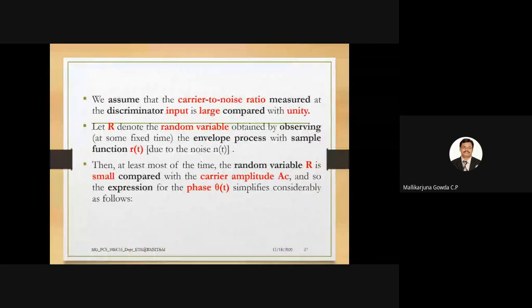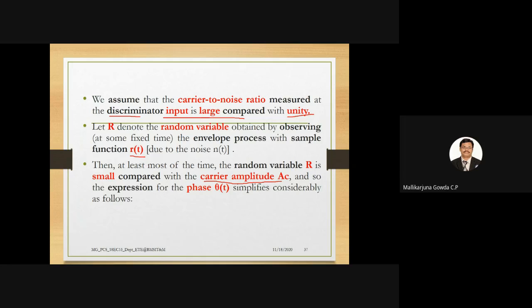Okay, so we are assuming the carrier to noise ratio, measured at the input of the discriminator, is large compared to unity. And if I take R as a random variable, obtained by the envelope process with sample function R of t, then I say the signal component, that is the carrier amplitude AC, will be much greater than this R of t.